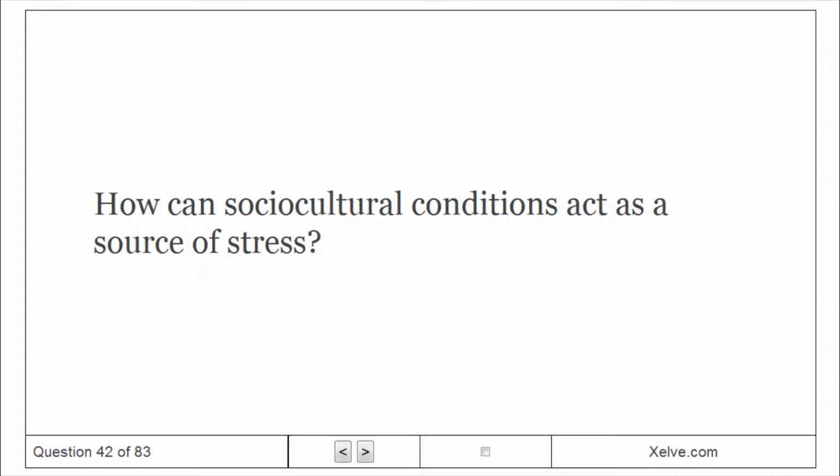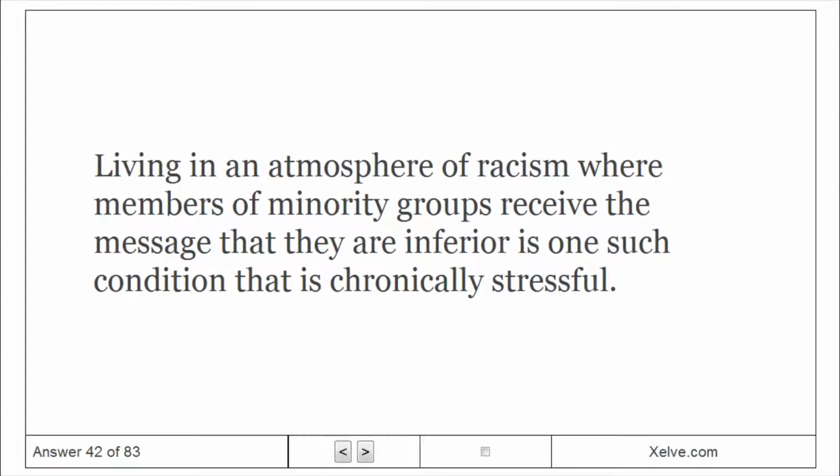How can sociocultural conditions act as a source of stress? Living in an atmosphere of racism where members of minority groups receive the message that they are inferior is one such condition that is chronically stressful.